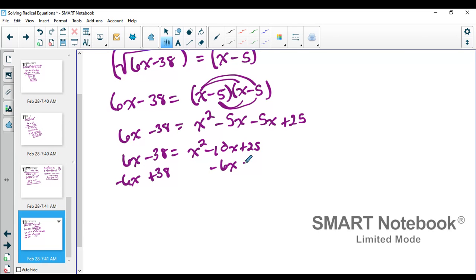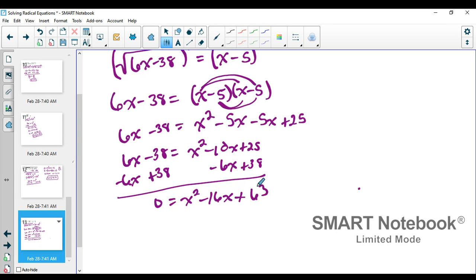Minus 6x plus 38. So we have 0 equals x squared minus 16x plus, if I can find my calculator, 63, I believe. Yep, 63.